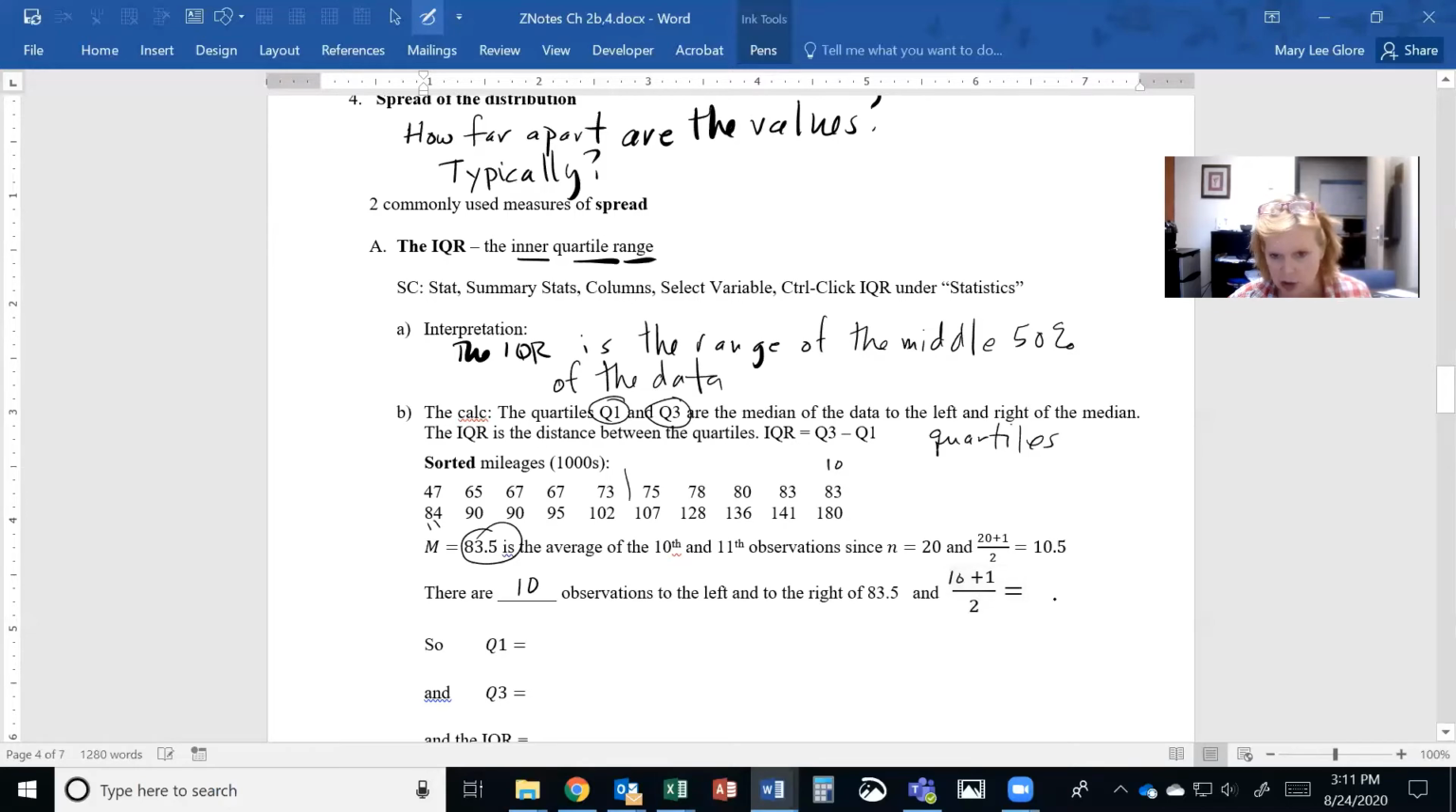So that's 11 over 2. That is 5.5. So 5.5, that's 1, 2, 3, 4, 5. This is the 5th observation. Here's the 6th observation. So the first quartile is going to be halfway between the 5th and the 6th observation. So that is going to be 74, or I could calculate it. It's the 5th plus the 6th over 2, which is 74,000 miles.